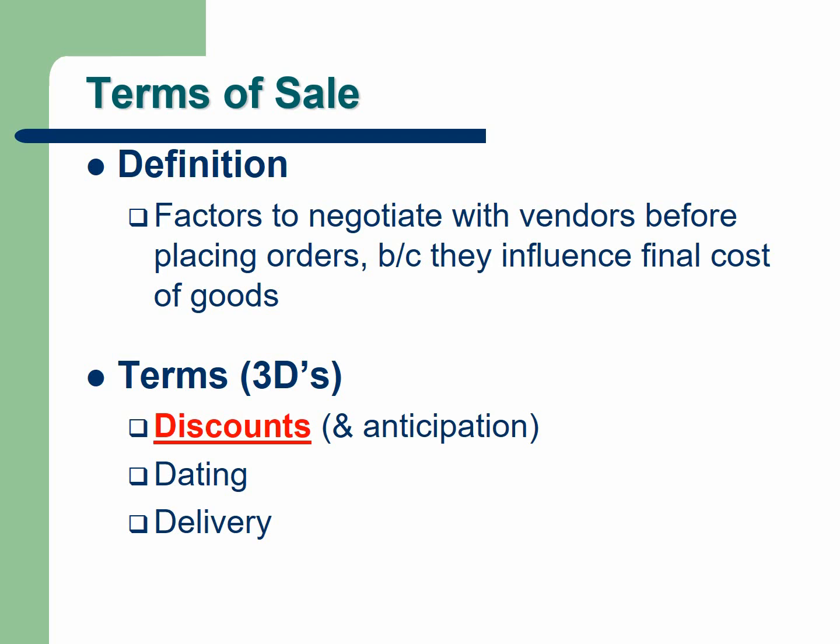Terms of sale basically means all the factors that we can negotiate with vendors before placing orders because they influence the final cost of the merchandise. And these terms usually are called 3Ds because the terms include 3 different things that start with D: discounts, dating, and delivery. There are multiple different types of discounts, and I have said here discounts and in parentheses anticipation. Anticipation is a kind of discount, and I will talk about it more. So it's in the parentheses, but it's part of the discounts. And in this module, we're going to focus on discounts.